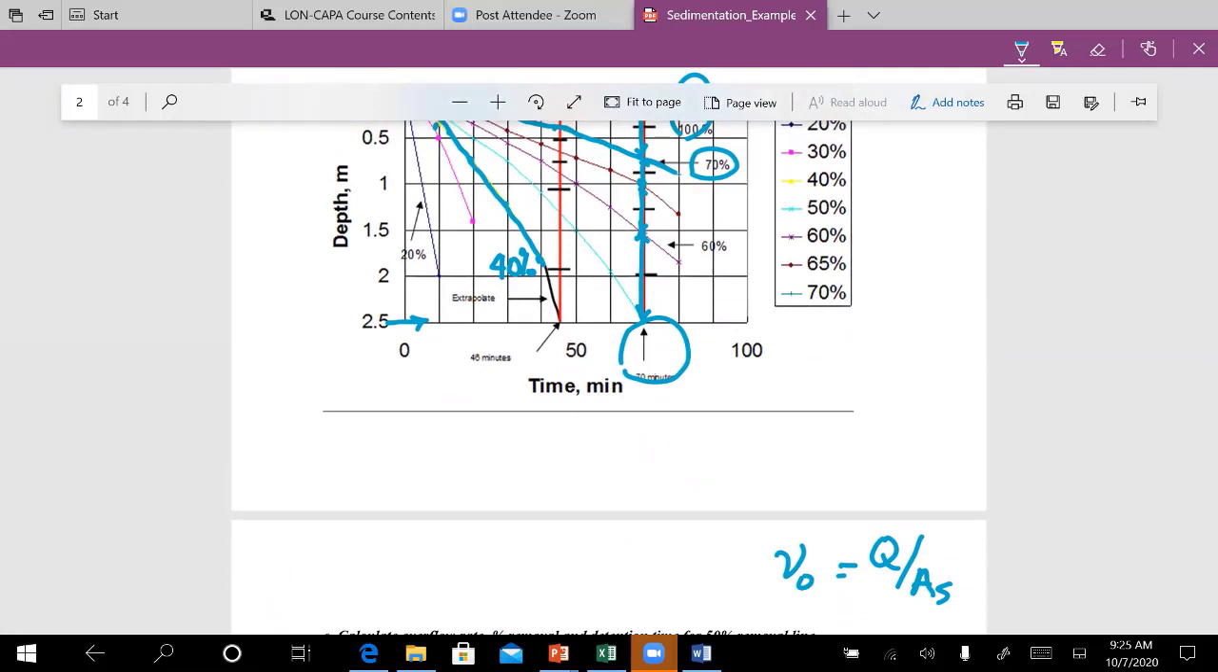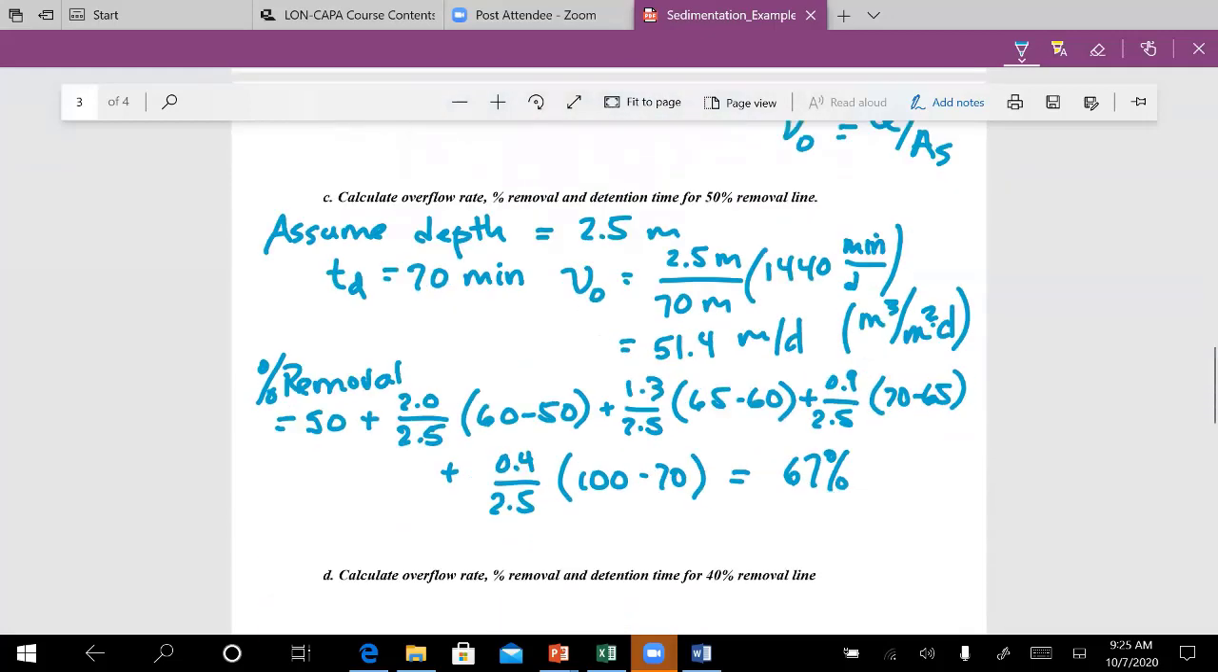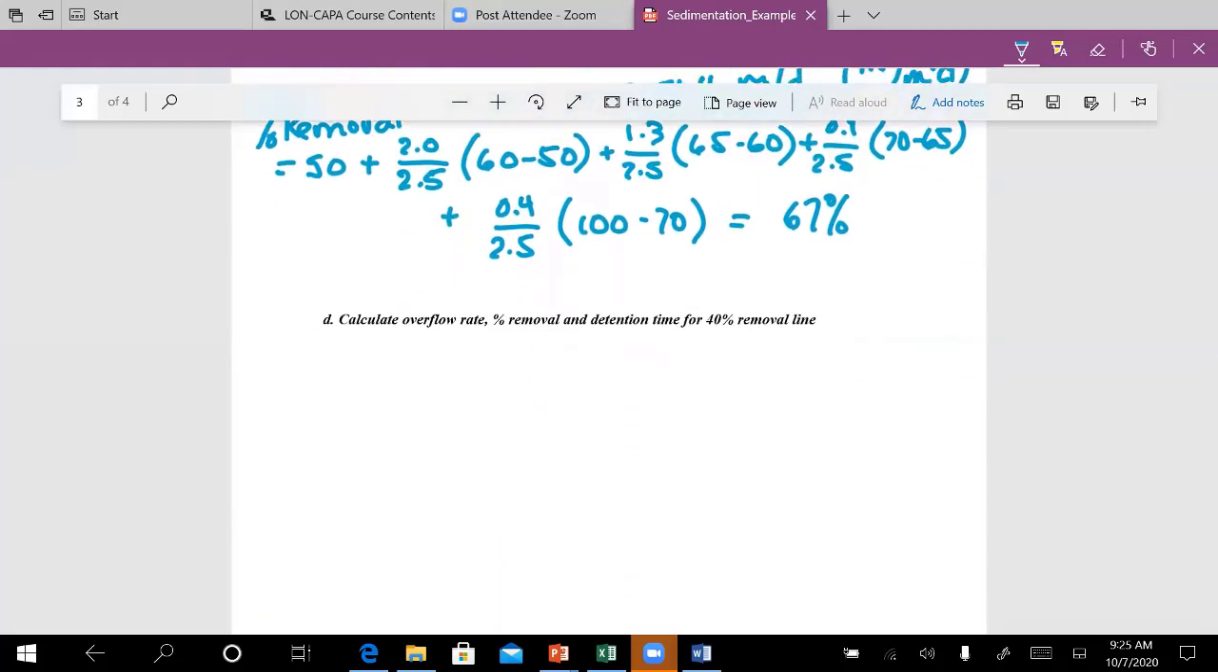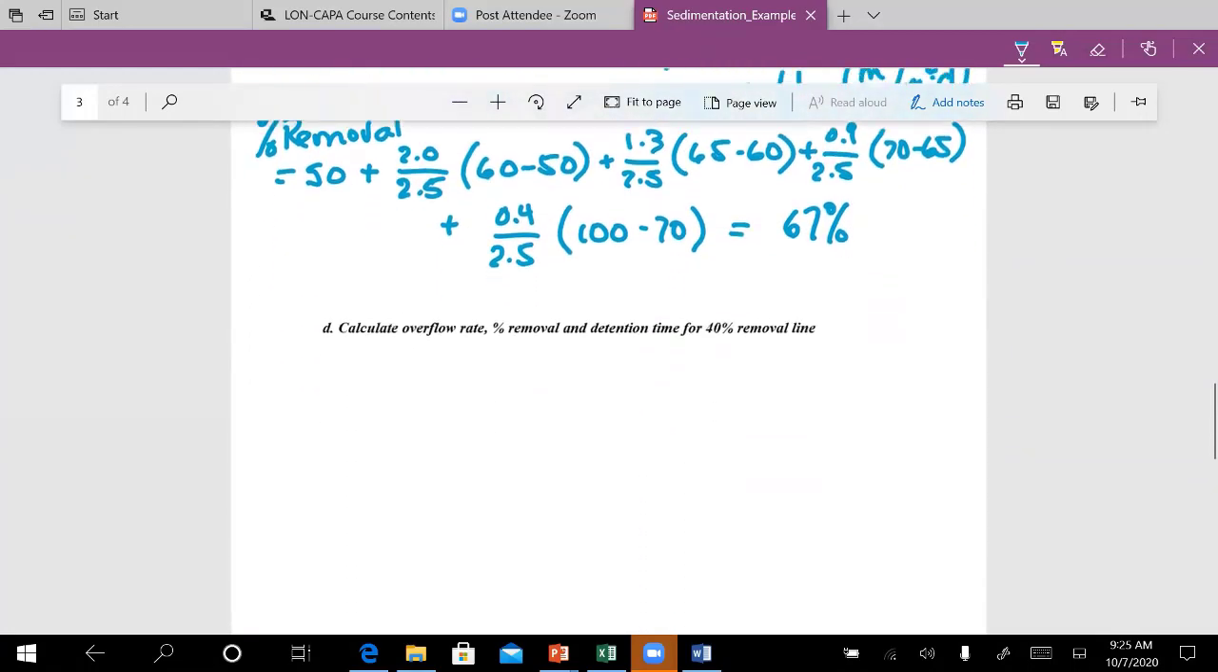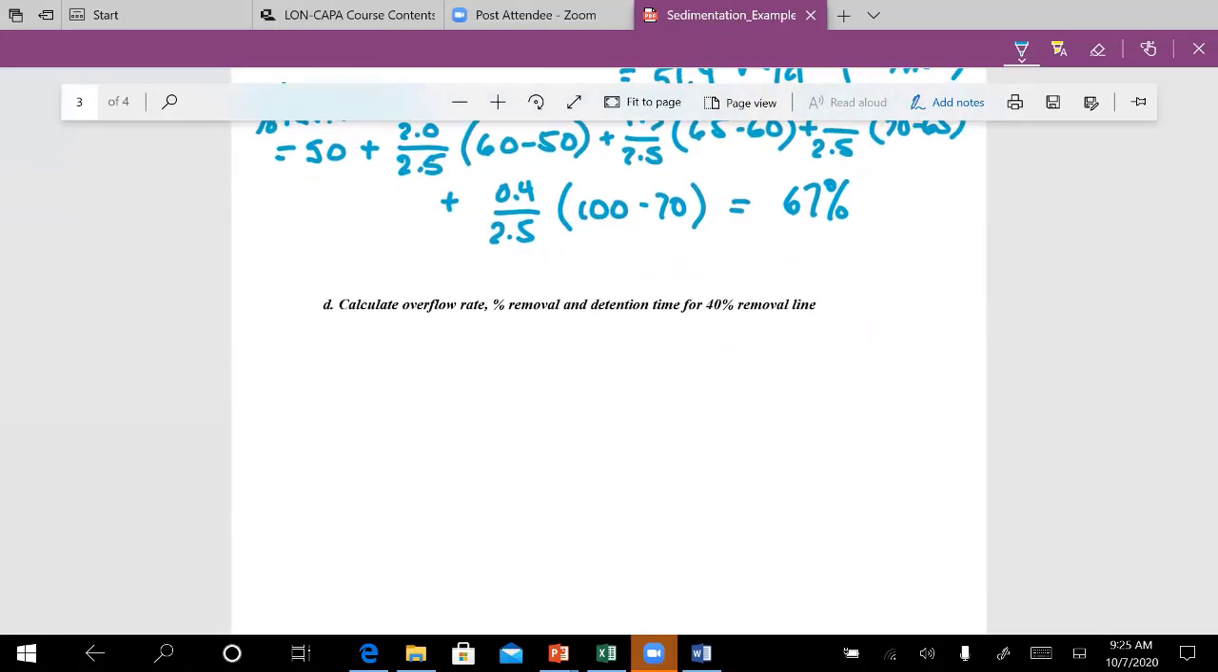So we'll take this 40 here. And drawing these are not trivial. This is an approximation. But if we look at this line here, it crosses at about 46 minutes. So we have an overflow rate here of 2.5 meters divided by 46 minutes times 1,440 minutes per day. And that is equal to 78 meters per day.